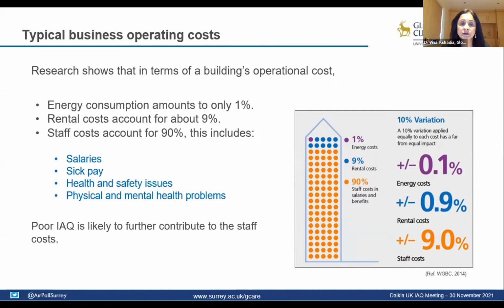Looking at typical business operating costs, research has shown that energy consumption amounts to only about 1%. Rental costs account for about 9%, but staff costs account for 90%. That includes not just salaries and sick pay, but also physical and mental health problems, and air quality is part of that. Going forward, indoor air quality is likely to further contribute to the staff costs.